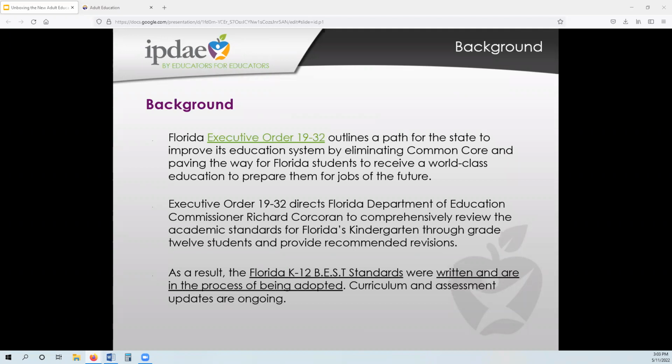So as some of you may know, back in 2019, Florida Executive Order 1932 was issued and essentially led to a revision of the state standards for math and ELA in grades K to 12. This new set of standards is called the Benchmarks for Excellent Student Thinking, or commonly called the BEST standards.